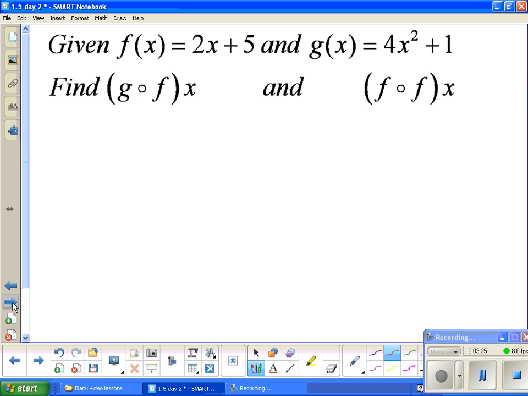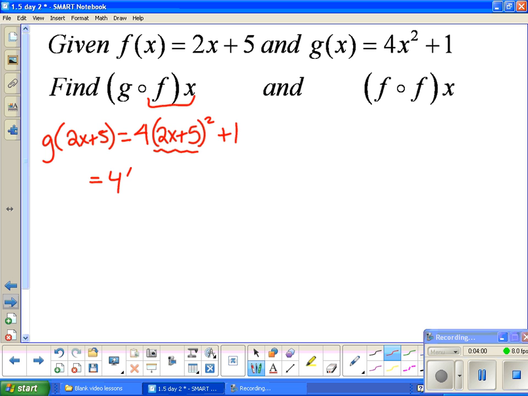You don't always have to have f of g. You can have g of f. In this case, what I'm taking is, I'm substituting the function f into the function g. So I'm looking at g of f, which is 2x plus 5, and I'm substituting it into the function g. Okay. So again, remember, we go over to our thought bubble and we do 2x plus 5 times 2x plus 5, so that we can get 4x squared plus 20x plus 25.